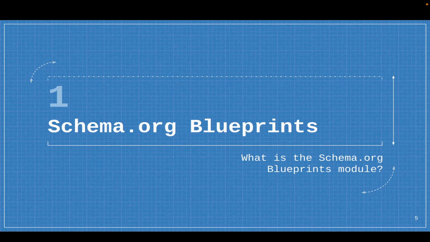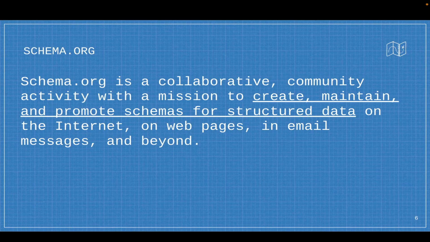So what is the Schema.org Blueprints module? Let's just start here. It's kind of a three-step process to say what is Schema.org. It is a collaborative community activity with a mission to create, maintain, and promote schemas for structured data on the internet, on web pages, and email messages, and beyond. Structured data means well-defined information. Some people say it's food for machines. And the idea here is it's a collaboration between Microsoft, Yahoo, and Google to define things so that when their search engines find a web page, they completely understand the information.